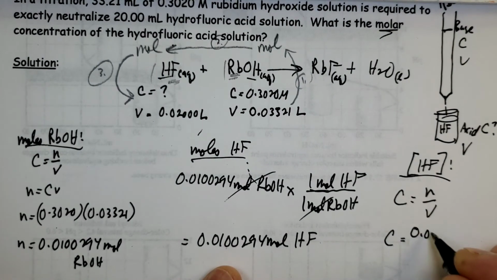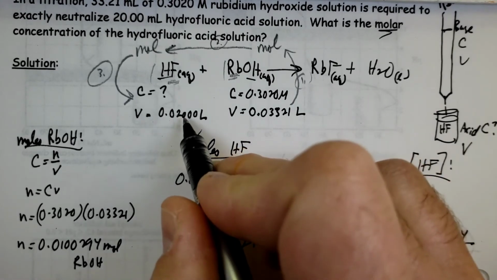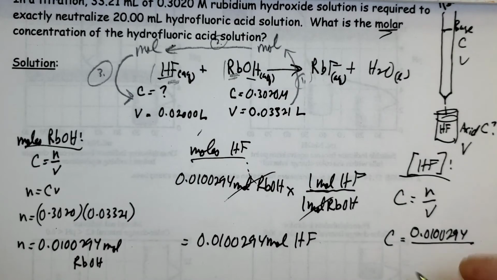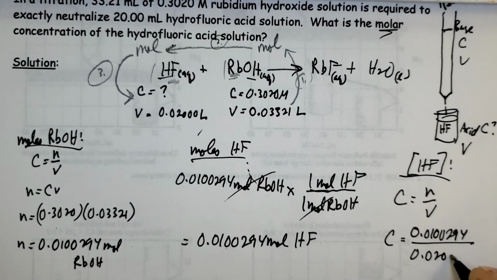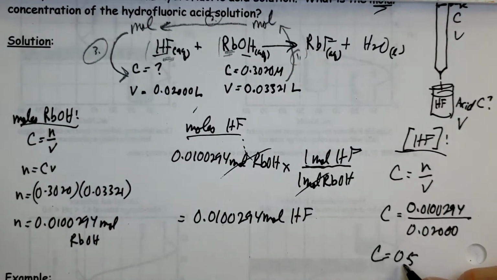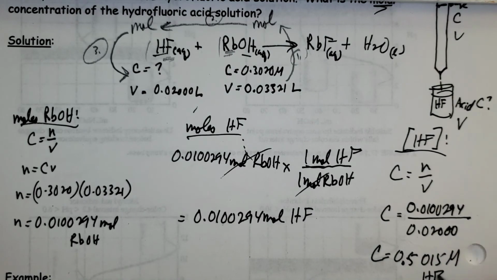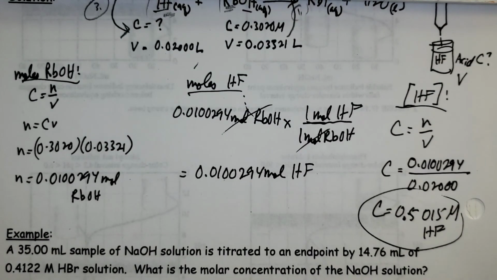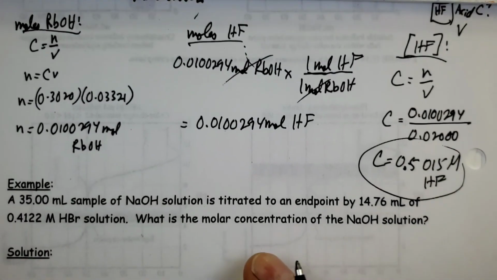So 0.0100294 over the volume of hydrofluoric acid that I have, 0.02000. And I get, let's see here, these are all 4 sig figs, so I'll write 4 sig figs. 0.5015 molar of HF.